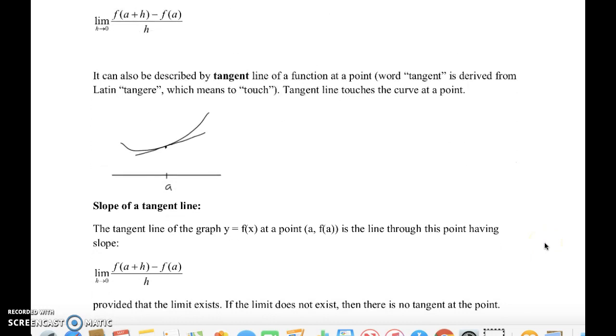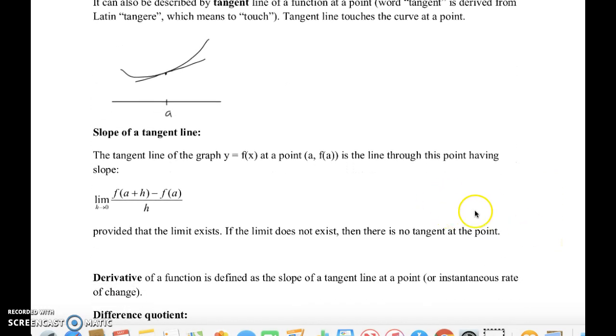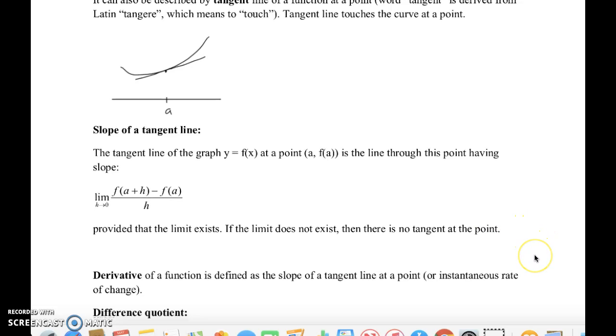All right. So the slope of a tangent line for some function f of x is at a point a, and its f of a, or its y value. And this slope is still defined by our limit as h approaches 0 of f of a plus h minus f of a over h, provided that this limit exists. If this limit does not exist, there's no tangent line at that point. So this ends up being undefined for whatever reason. There is no tangent line at this particular point of a function.